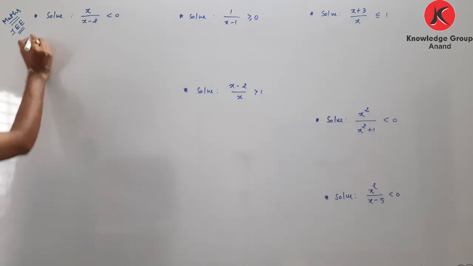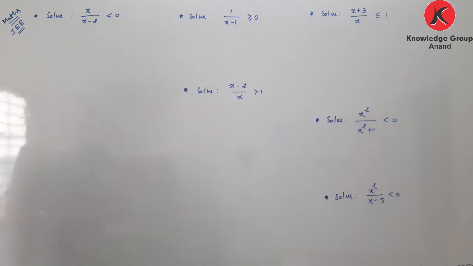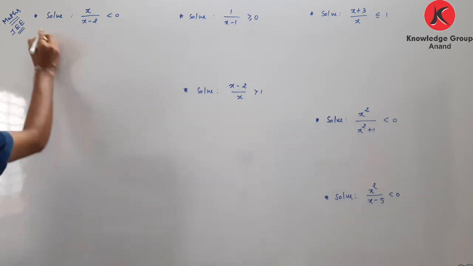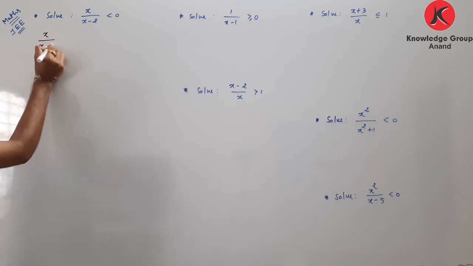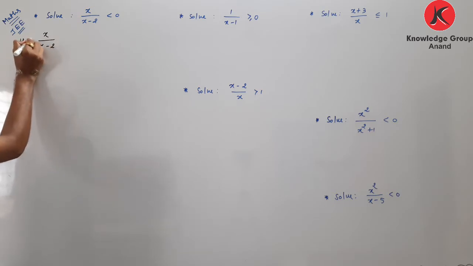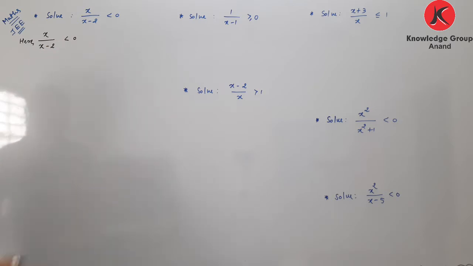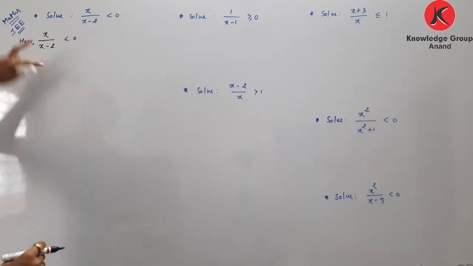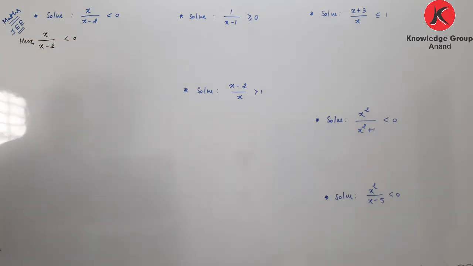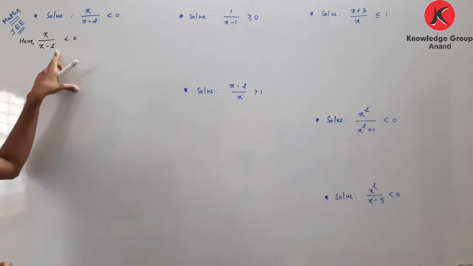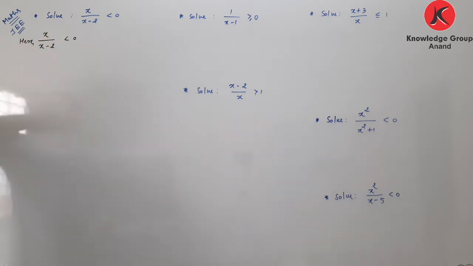This ratio x upon x minus 2 is negative, that means less than 0. So here the ratio x upon x minus 2 is negative. There are two possibilities to make this ratio negative. If the numerator is positive and the denominator negative. The second possibility is that the numerator is negative and the denominator is positive. So there are two possibilities.